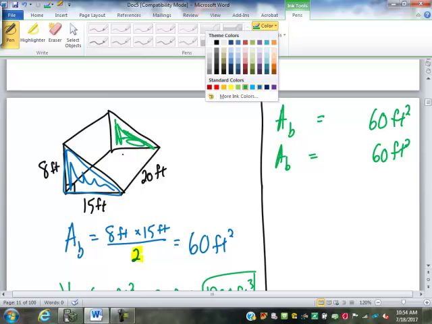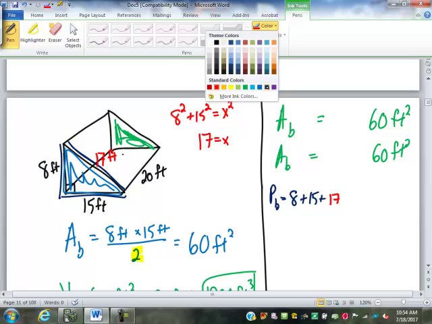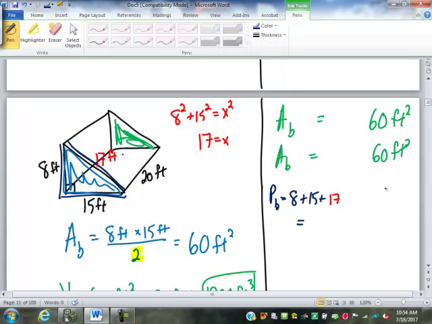For our lateral area, we need the perimeter of the base. Well, we've got 8 and 15. We need to know this side, don't we? How are we going to find that side? 8 squared plus 15 squared equals x squared, right? X ends up being 17 feet. So that goes in there. We get 40 feet, which is the perimeter of our base.